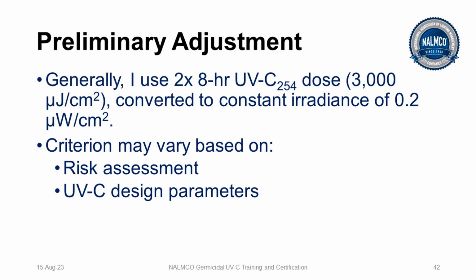UVC design parameters are also a criterion. In some rooms you may not be able to get the exposure low enough because the room is so small or there is so much reflection that you might have to either change the fixture design or do something else to reduce that reflection.